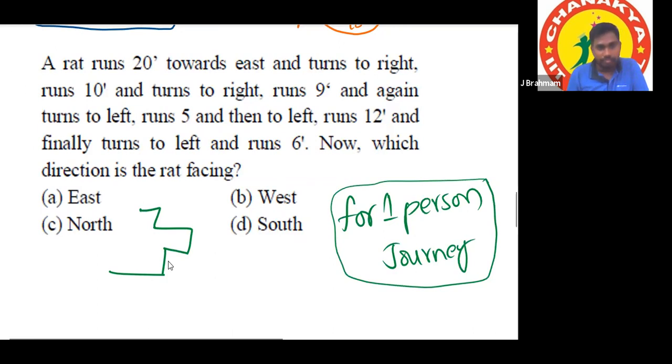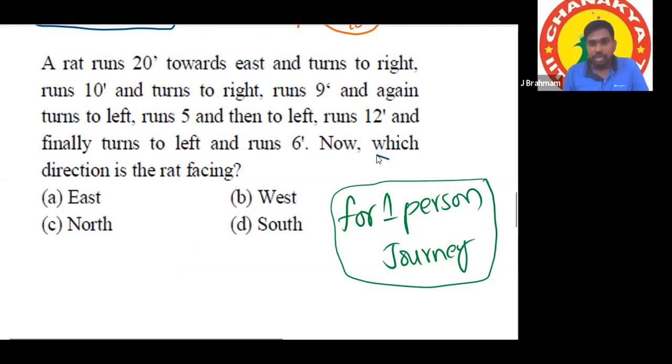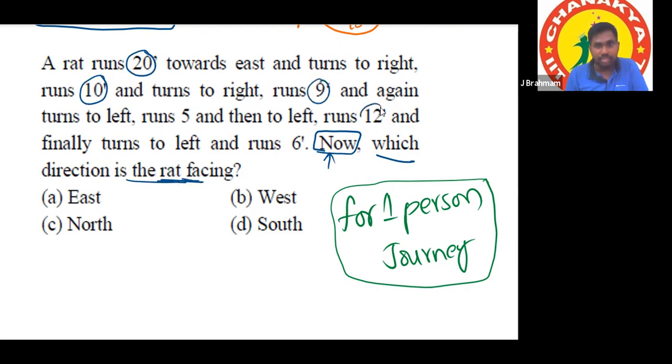Okay. Yes, sir. Next question: now, finally at this point of time, which direction is the rat facing? So he is asking only for the facing direction. Here we don't need to consider the distances, because he is asking only for the facing direction. Simply we can ignore the distances and directly apply the right and left concept.